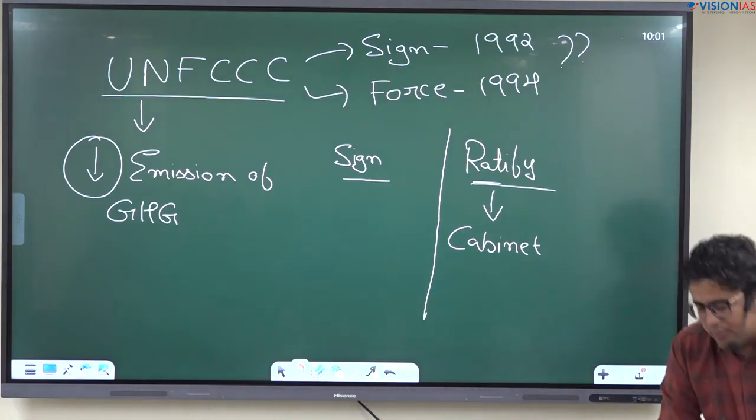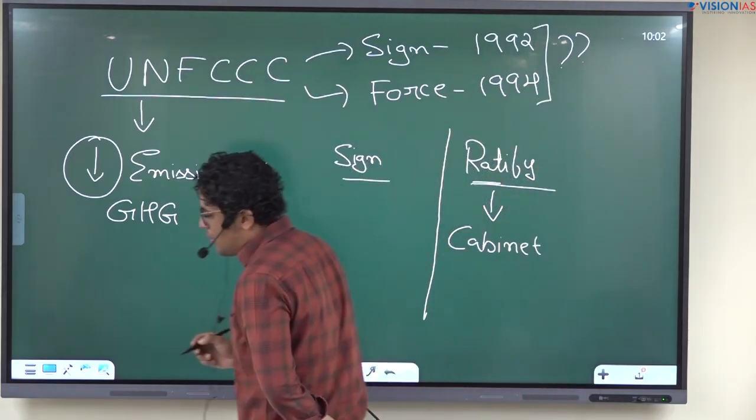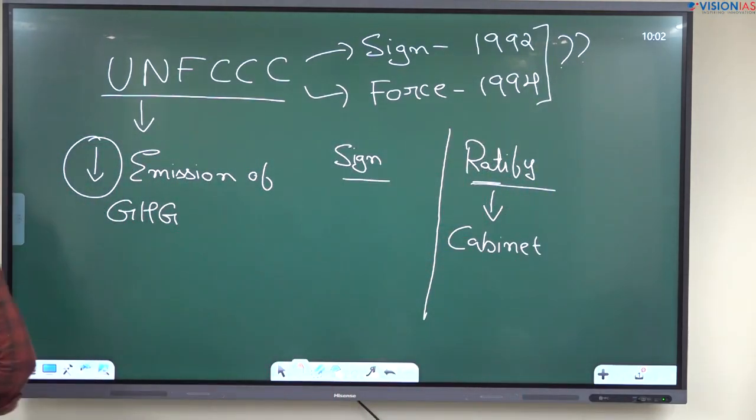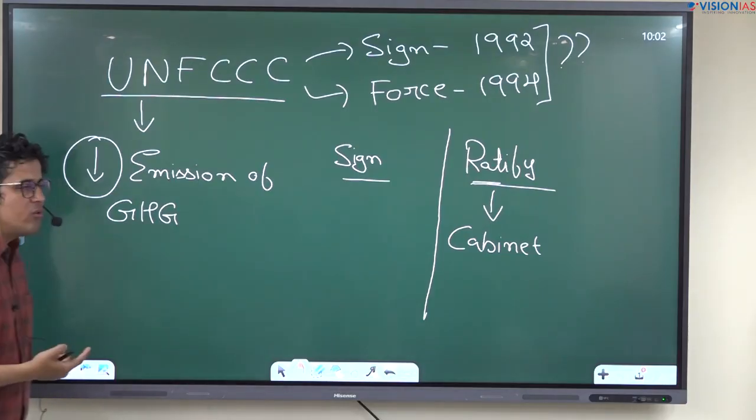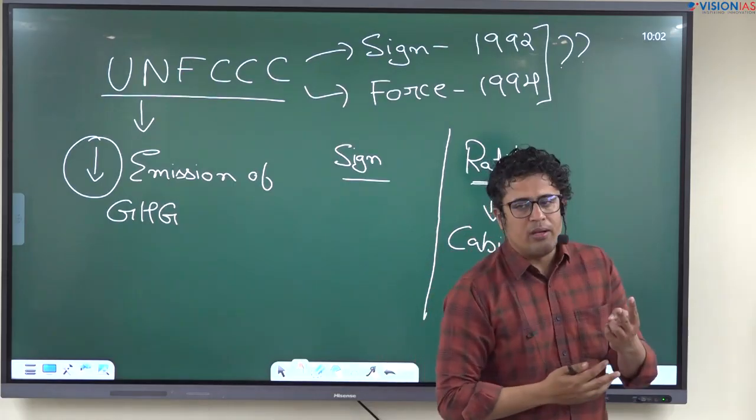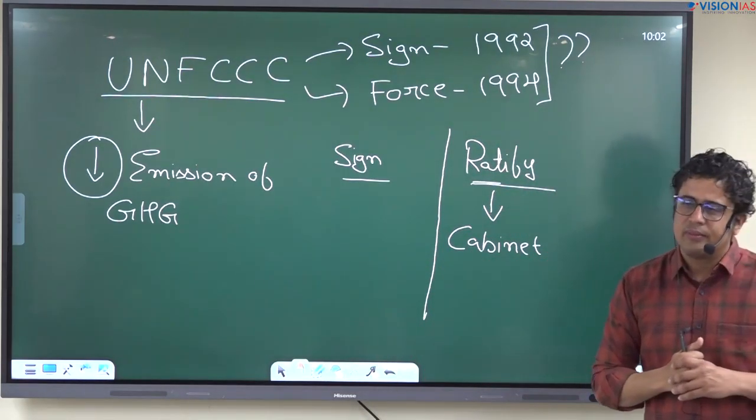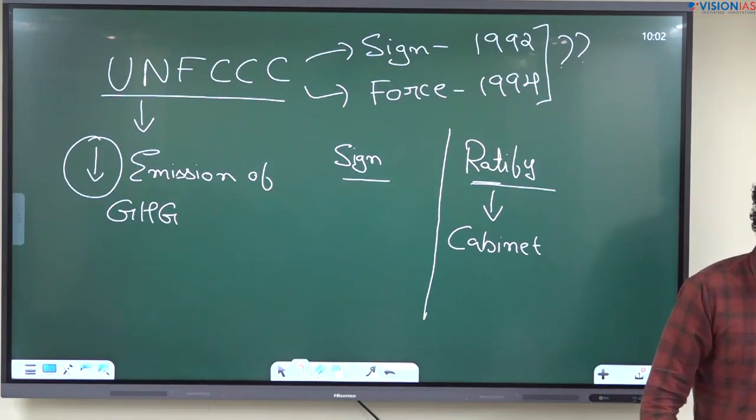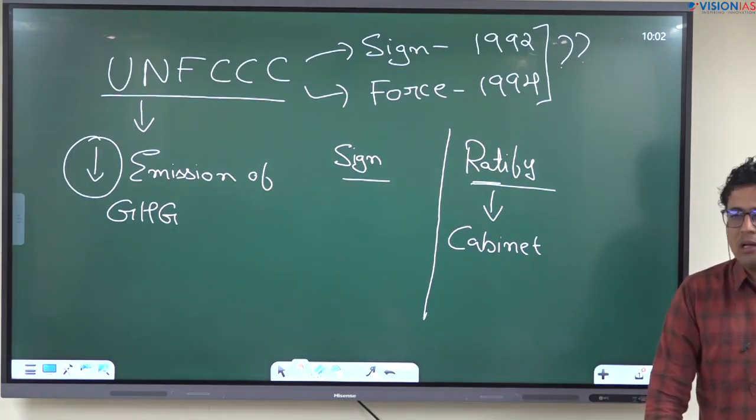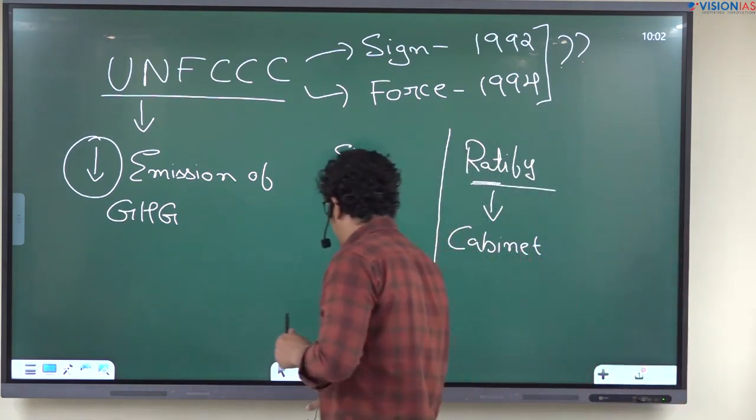So that is why there is a gap of 2 years. Why did UNFCCC take 2 years to come into force? Because these rules took 2 years to be fulfilled. That is why there is a gap of 2 years. Okay. So UNFCCC became an organization in 1994. It came into force in 1994.